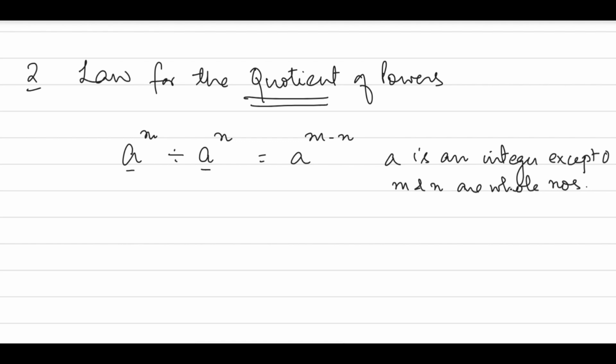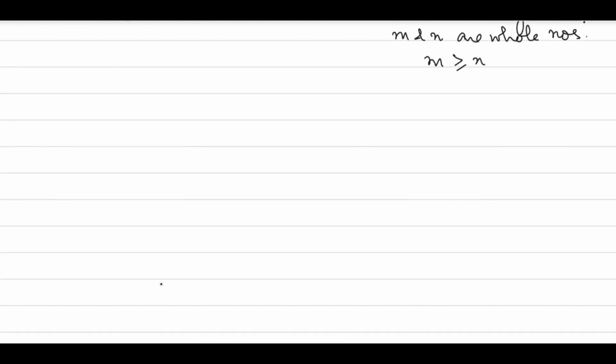But in this case, there is a condition on the exponents. It means my m will be greater than or equal to n. This first exponent will be more than or equal to the second exponent n. Let's take an example for this quotient of powers now.